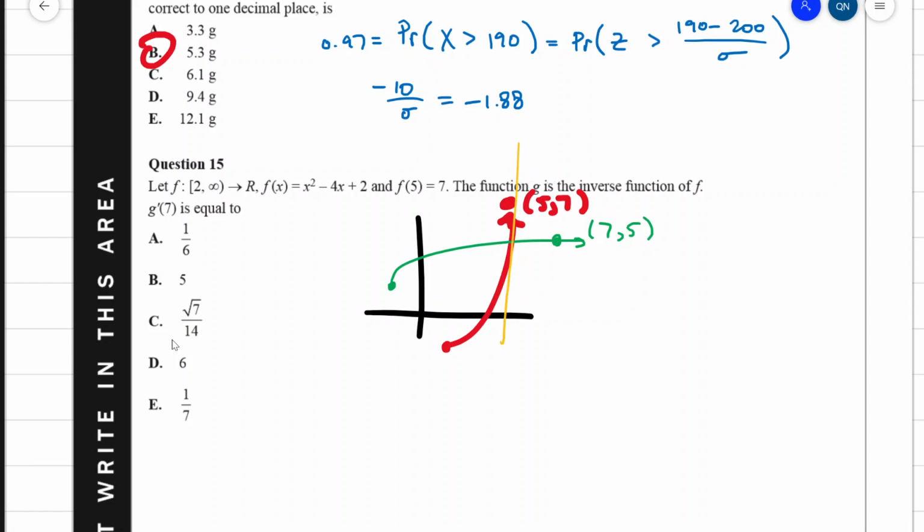But now the corresponding point on the inverse graph is not right over here. That's the gradient where I want to find g prime of 7. So the gradient over here is going to be precisely the reciprocal of 6, because remember, a function and its inverse are related geometrically by a reflection in the line y equals x. If you're reflecting in the line y equals x, you're interchanging x's and y's, which means for the gradients, you're interchanging rise and run, so your gradient is going to get reciprocated. So it's going to be 1/6.